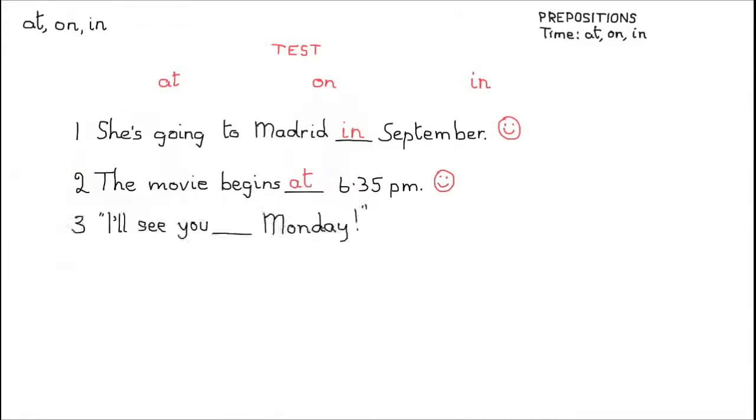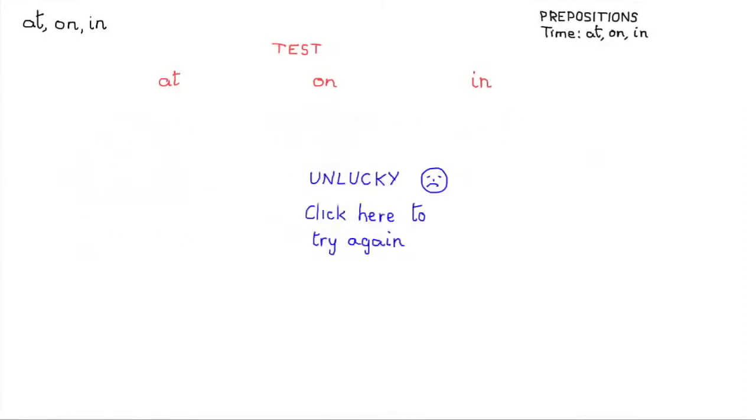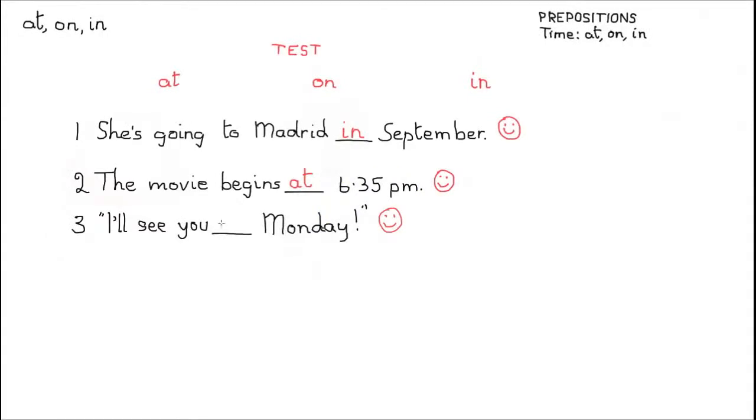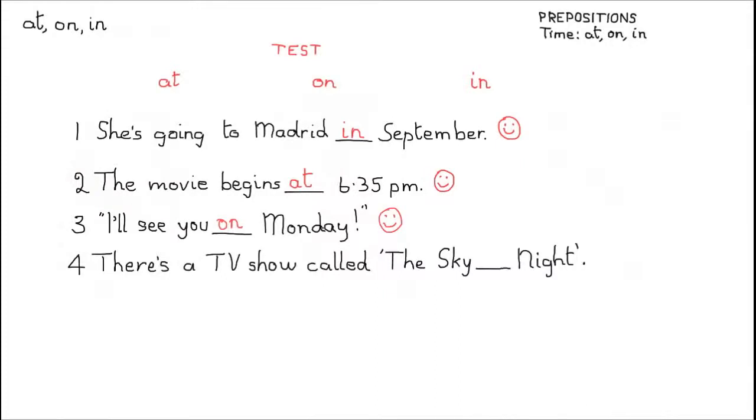And here's the next one. I'll see you blank Monday. Make your choice. Click on the word you think. Whoops-a-daisy. Sorry, no, that doesn't work. Click here to try again. Yes, good. I'll just write the answer in there. And here's the next one. There's a TV show called The Sky blank Night. Make your choice. At, on or in.